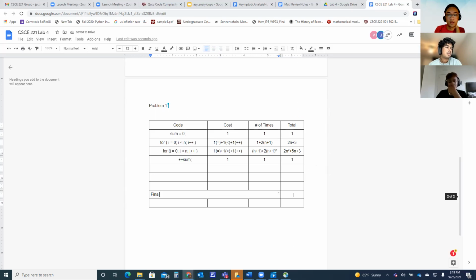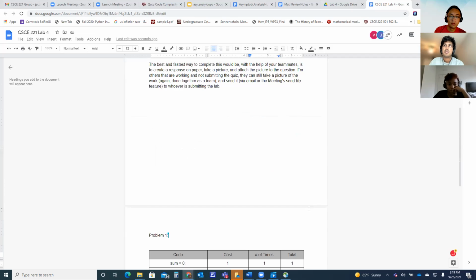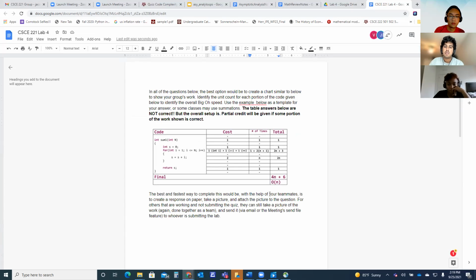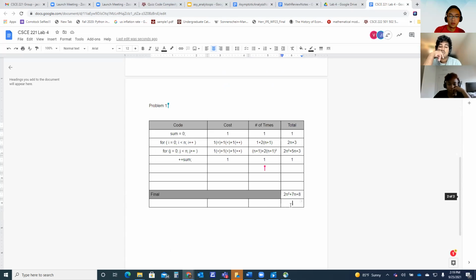And then the final will be 2n squared plus 5n or plus 7n because we have the 2n and the 5n. Then 1 plus 3 is 4. 4 plus 3 is 7. 7 plus 1 is 8. And then when we take the big O, this will become O of n squared. n squared. Yep.